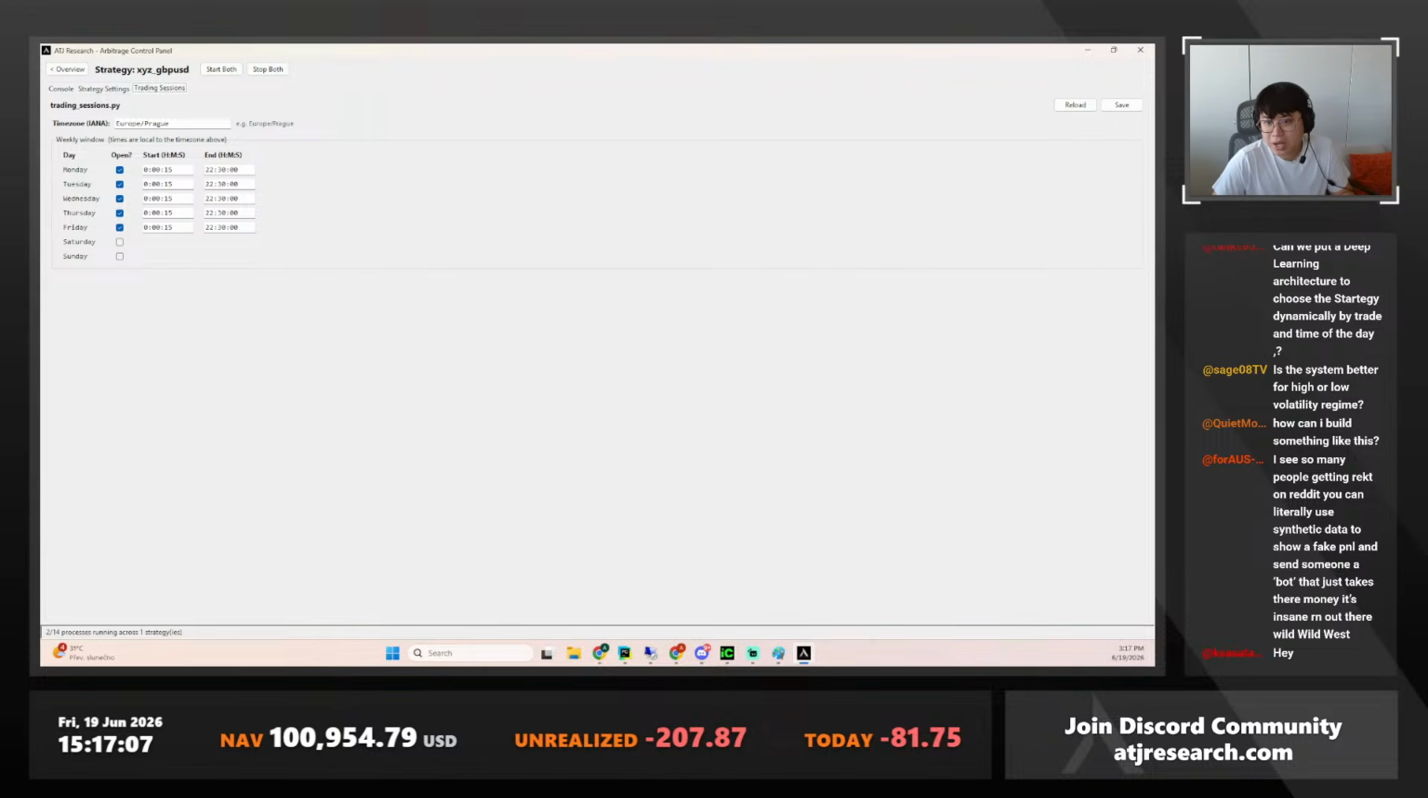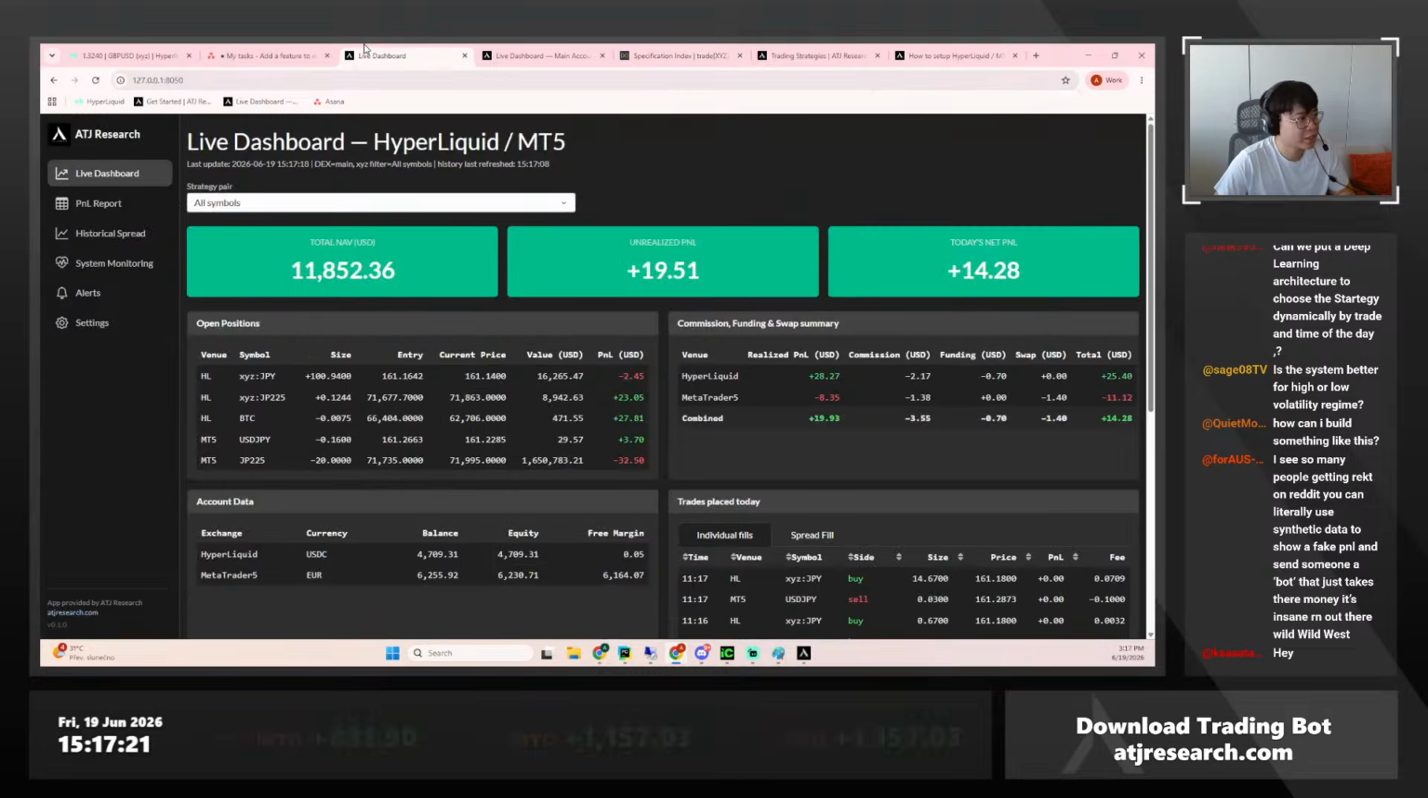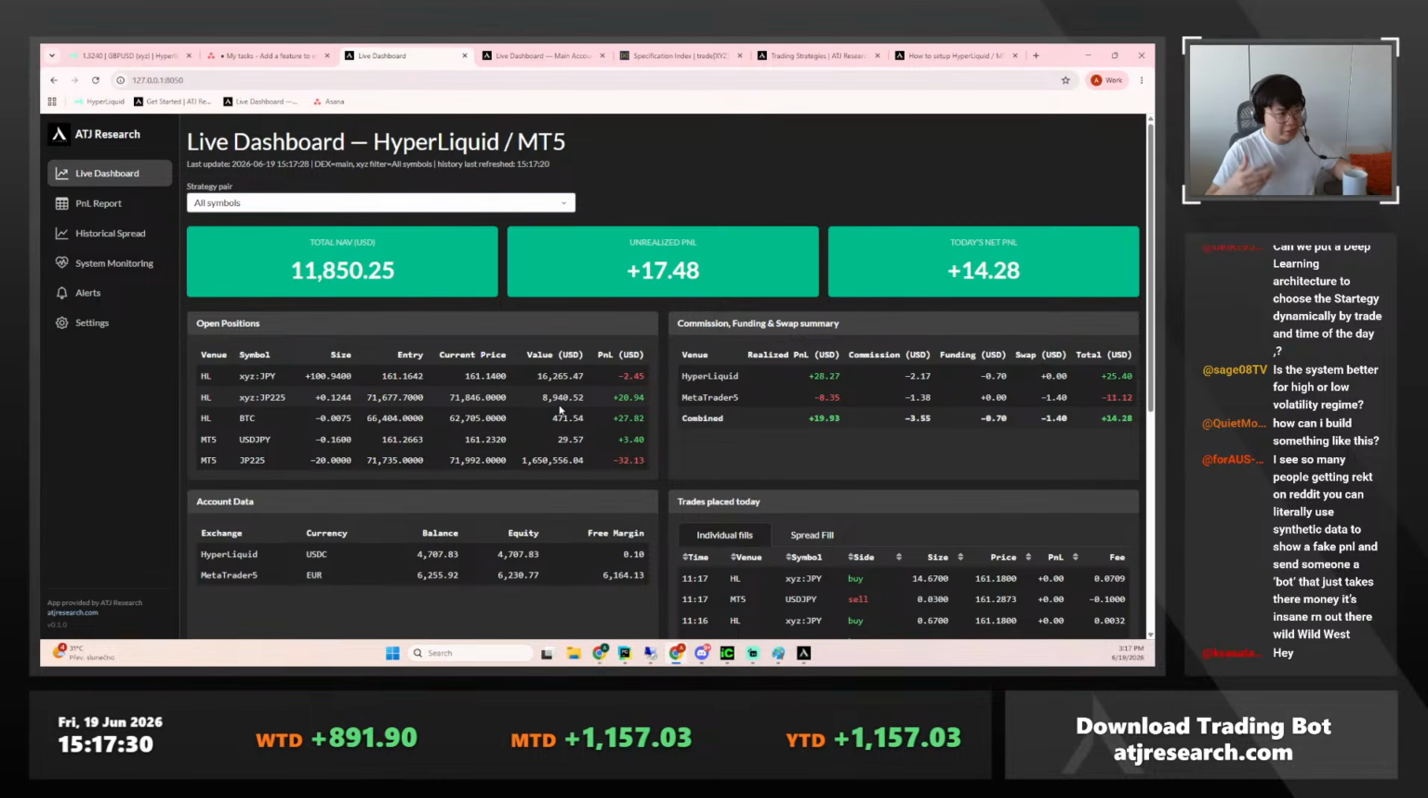Is this system better for a high or low volatility regime? In my opinion, it's better when volatility is high because the price discrepancies are high. So I would say higher volatility, but I also want to make it work when volatility is low. This week has been quite calm, so that's why I'm trying to work on making this system also profitable during calm periods.